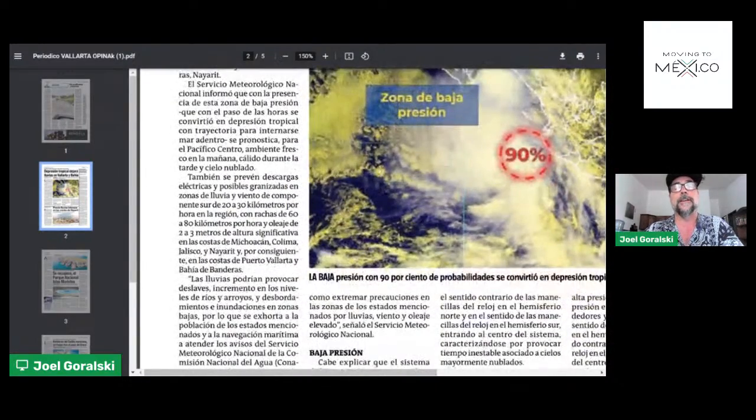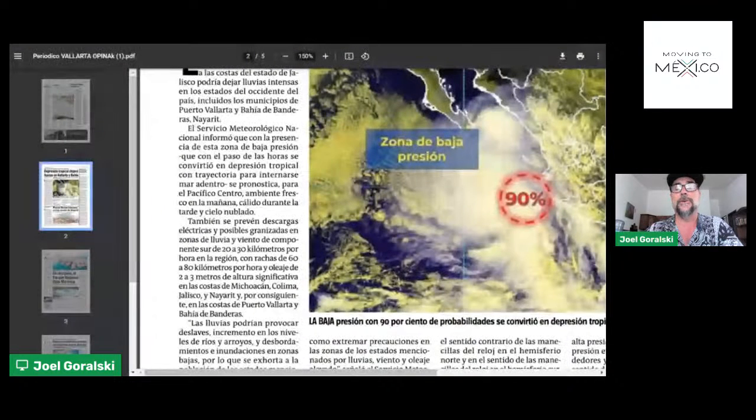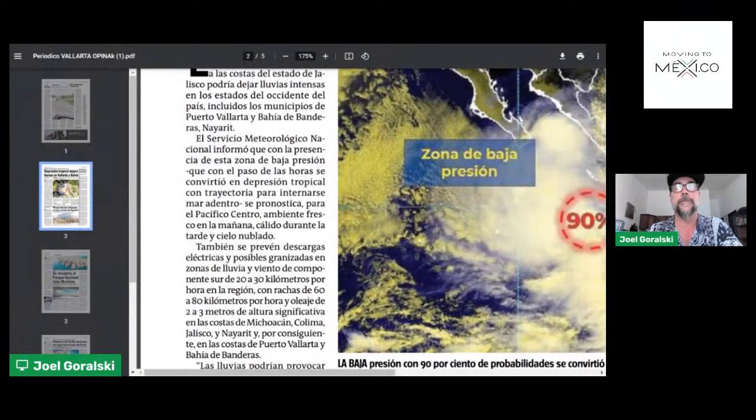So again, I'm going to let you guys go through this on your own. For the homework, so to speak, not necessarily homework, but just extra work you can do on your own, I want you to read the next two paragraphs, okay? Starting at "El Servicio Meteorológico." And I have trouble with those ones, man. Anything that is so close to English with the accent is sometimes a tough one for me to pronounce. "Nacional informó." So read all the way down to the end where it says "Puerto Vallarta y Bahía de Banderas."